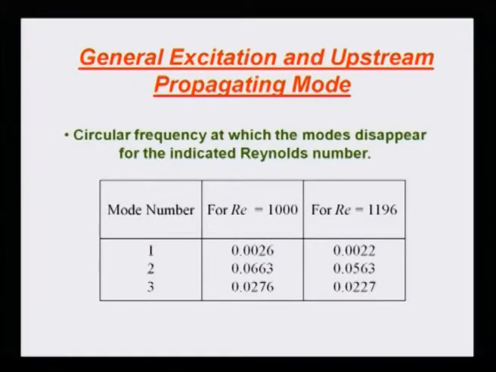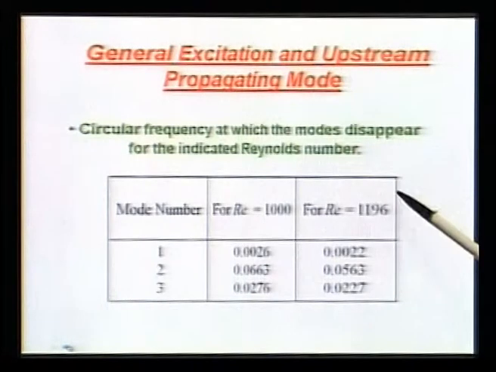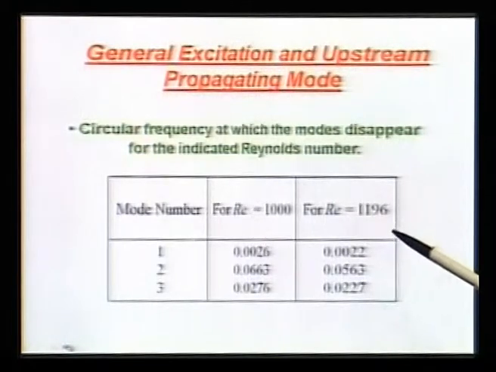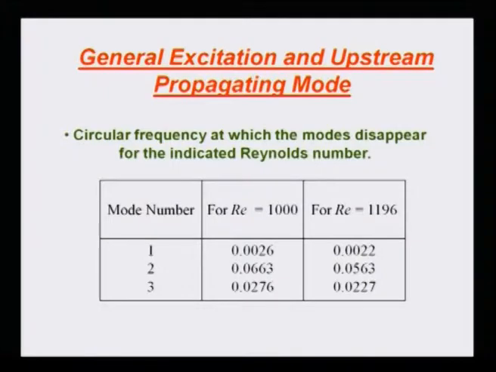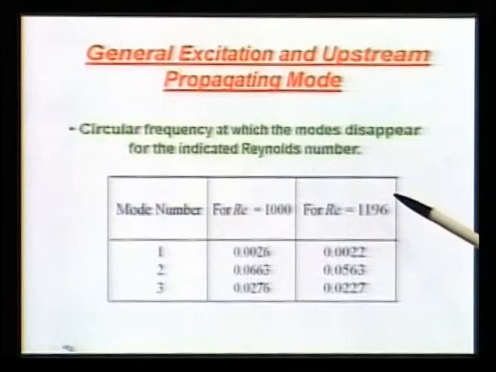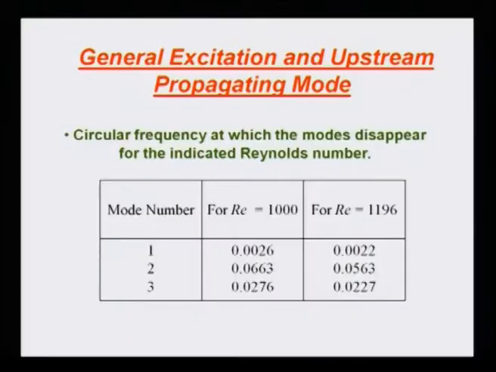However, this was reinvestigated again in the early 90s by a group in Cambridge. Mike Gaster was looking at it, and they had a very nice clean, noise-free tunnel, and they tried to replicate the experiment done by G.I. Taylor. So what they did was they put in a bump where the local Reynolds number based on displacement thickness is 1196.